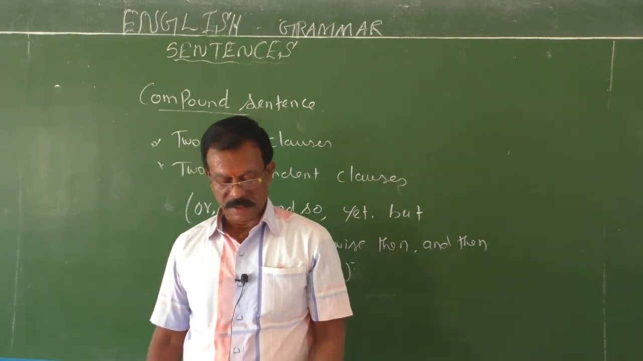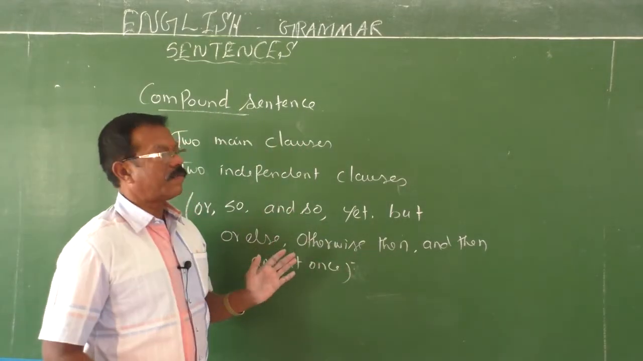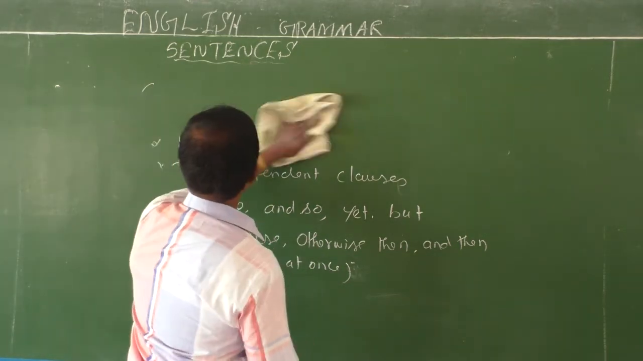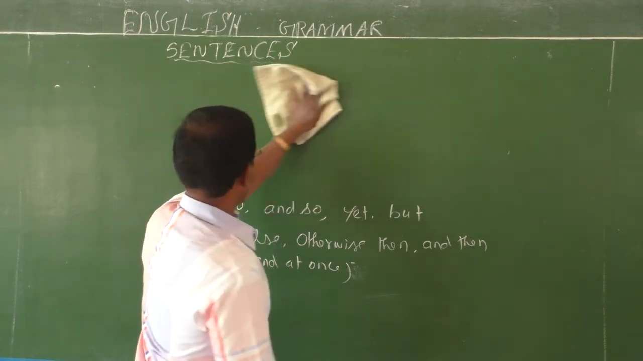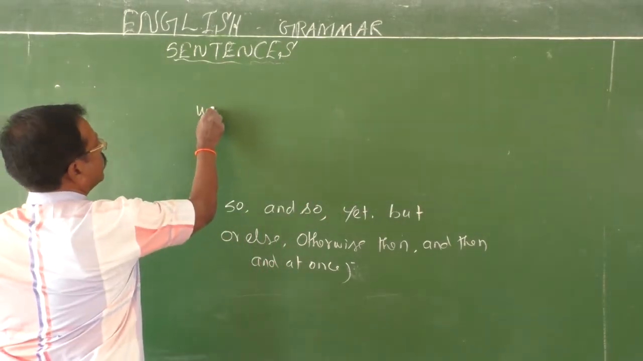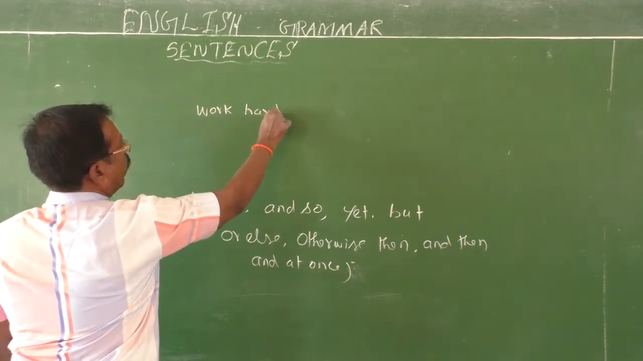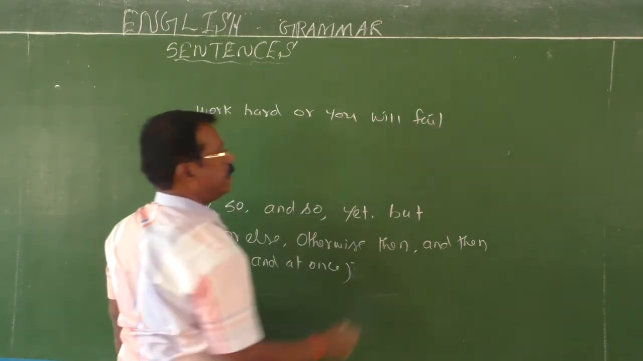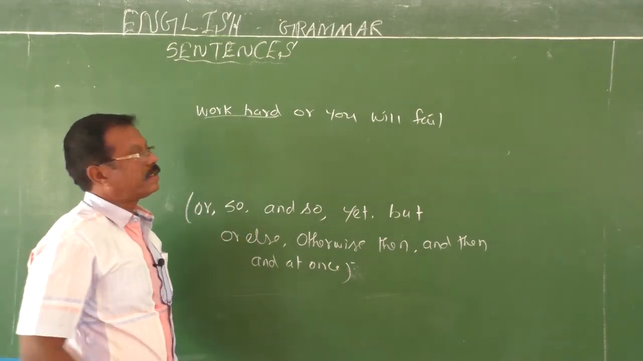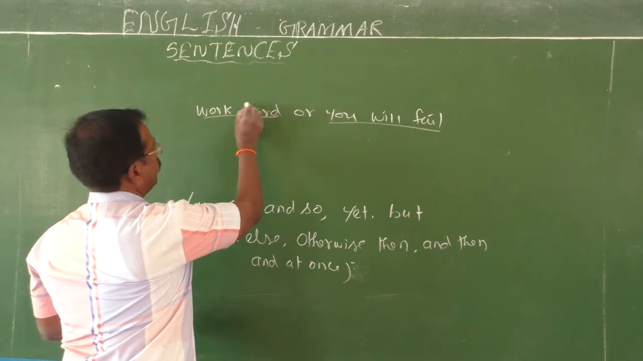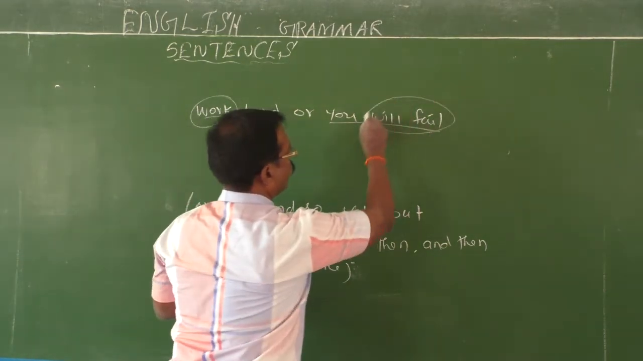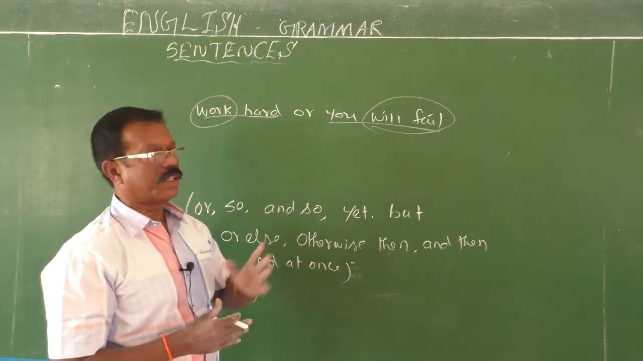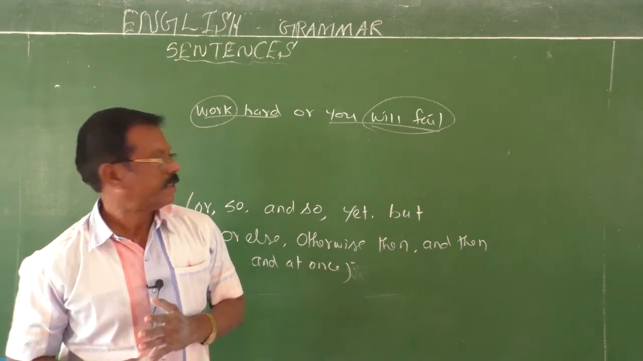So, coordinating conjunctions. Besides these coordinating conjunctions, we have some correlative conjunctions also. I will give you next the list of correlative conjunctions which help us to frame compound sentences. See, work hard, or you will fail. Work hard, or you will fail. See this sentence, work hard is an independent clause, you will fail is another independent clause. It has its own finite verb. These two independent clauses stand by themselves and they are connected by the coordinating conjunction or, therefore they are called a compound sentence.